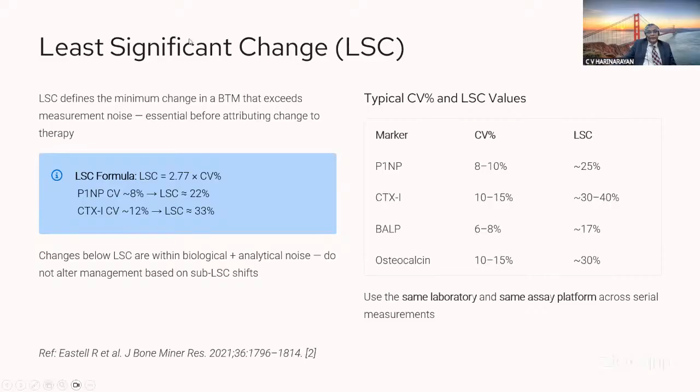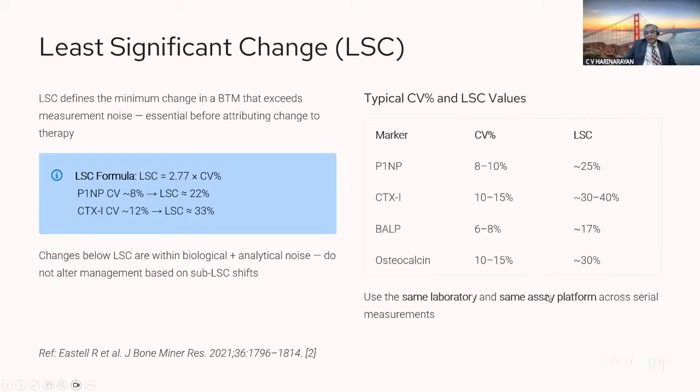If you have changes below the least significant change, or within biological and analytical noise, do not alter the management based on the LSC shifts. So the coefficient of variation of 8 to 12% is permitted, and the least significant change should be more than 22%. You should have a marker with values above this to say that the patient has got an improvement in therapy.